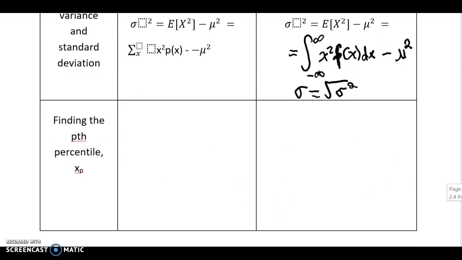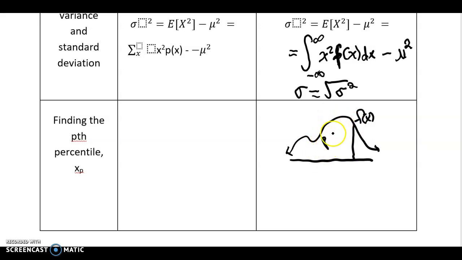And then we kind of skipped finding the pth percentile earlier, but here we're going to do it. So the pth percentile is this. It's some value, so if we have f of x, the curve f of x, it's some value where this area is like p, like 80% or something like that. We call this value the pth percentile.